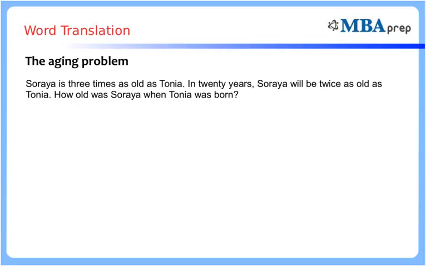The aging problem is a little bit different. Soraya is 3 times as old as Tonya. In 20 years, Soraya will be 20 years older. She will be twice as old as Tonya. What's the age of Tonya in 20 years as well?